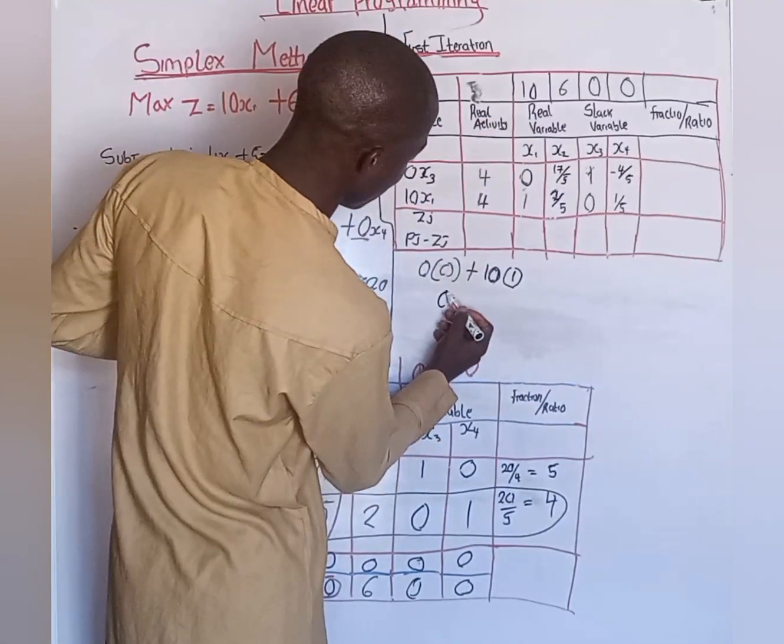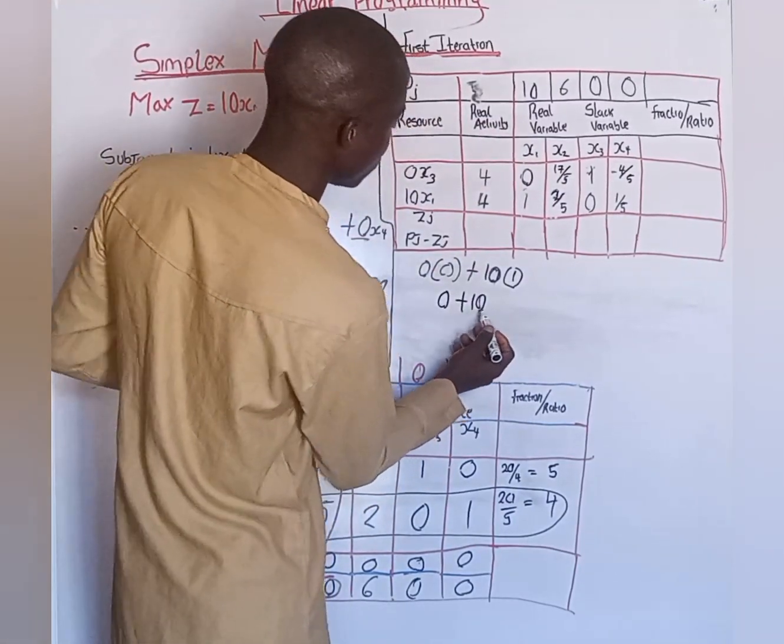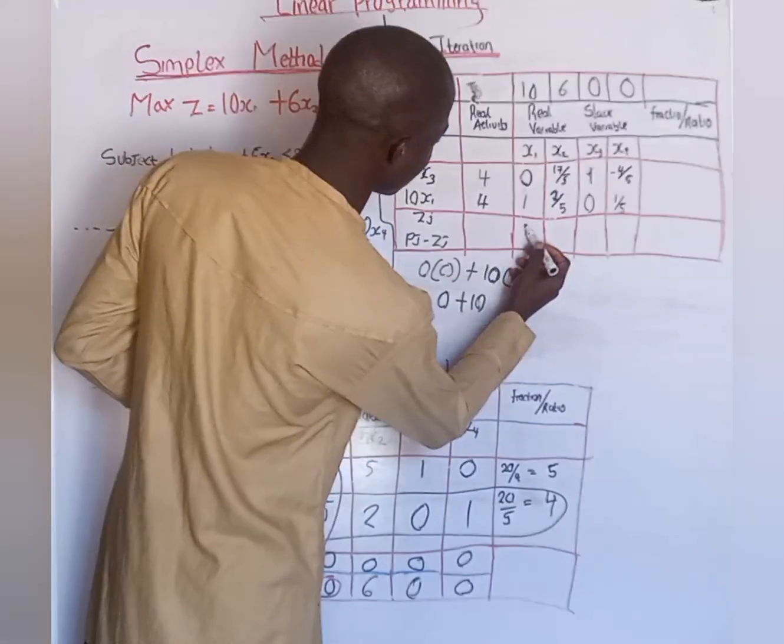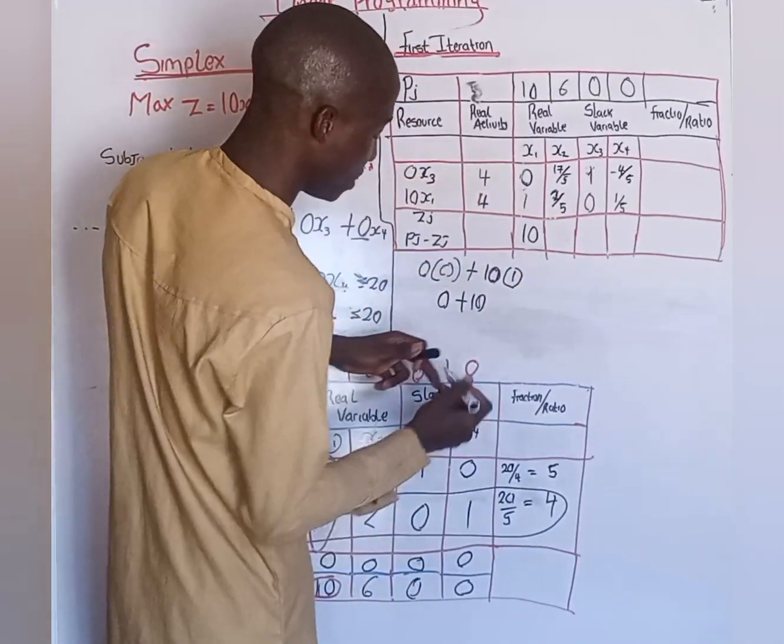0 plus 10. 0 plus 10. So the value of the zj is 0 plus 10, and that gives us 10. Now let's proceed to get the zj of this column also.